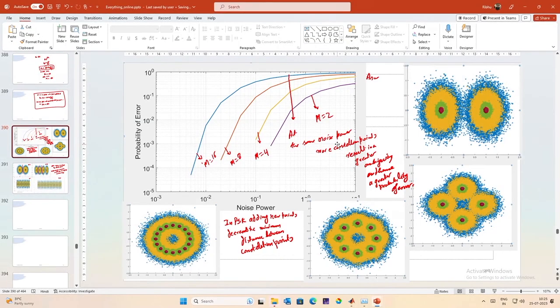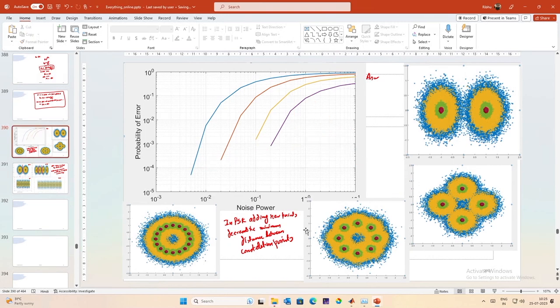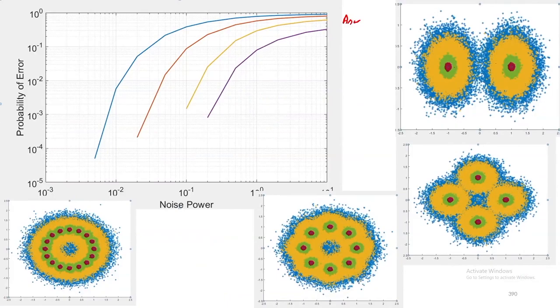So what I'll do is delete my older annotations. We had observed that increasing the number of points in a PSK constellation reduces the minimum distance. We had observed this earlier.